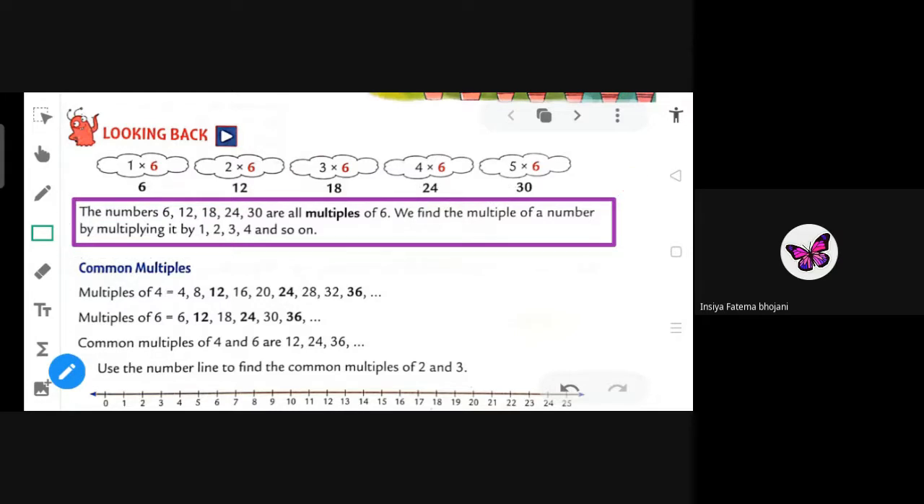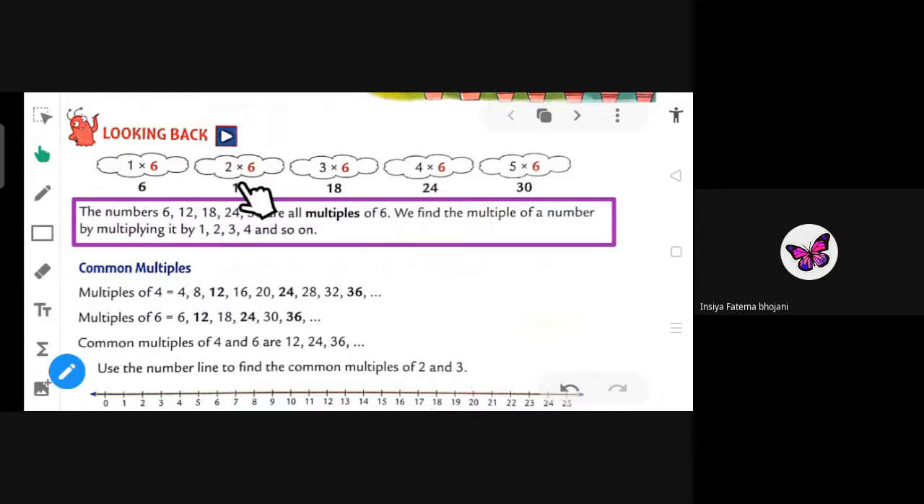The numbers 6, 12, 18, 24, 30 are the multiples of 6. We find the multiple of a number by multiplying it by 1, 2, 3, and 4, and so on.